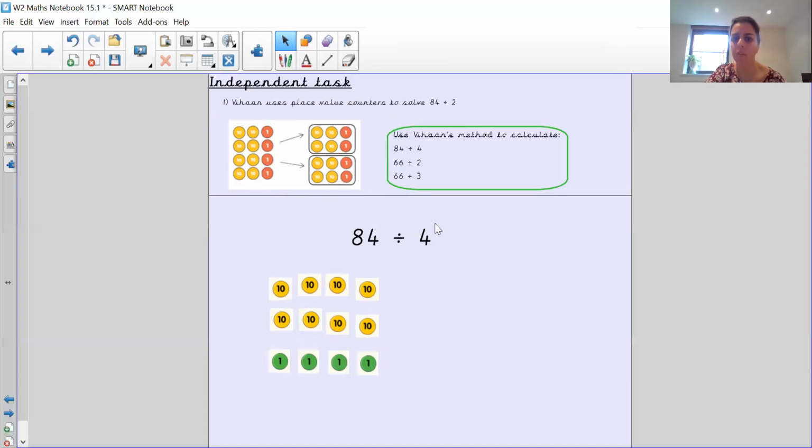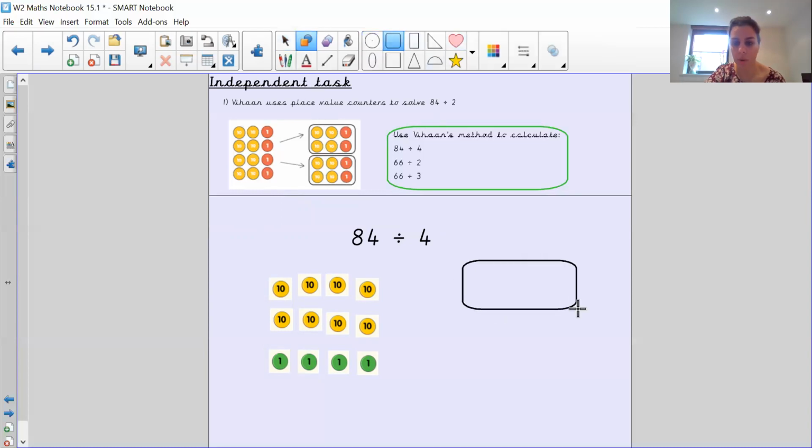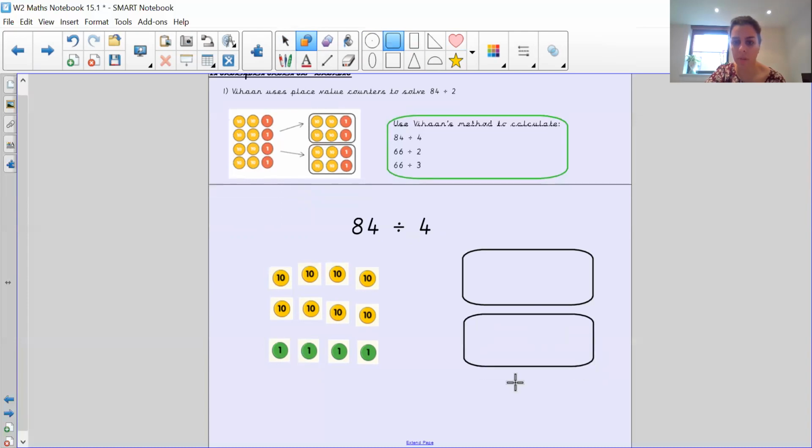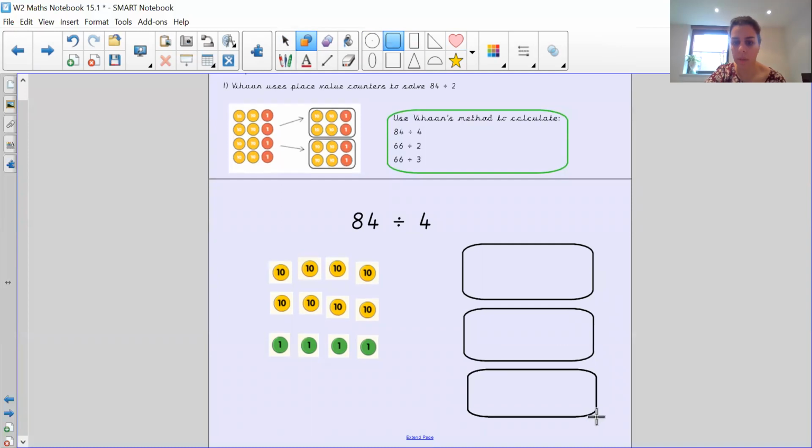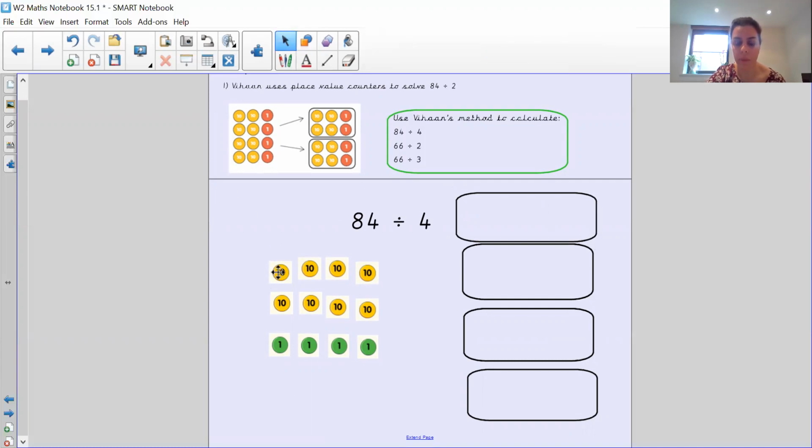Now we've got 4, so we have to split it into 4 groups. So I'm going to draw my 4 groups. So I've got 1 group, 2 groups, 3 groups. I ran out of space at the bottom, just going to add one up here. 4 groups. Now I need to share them, dividing it into 4. So I'm splitting this into 4.